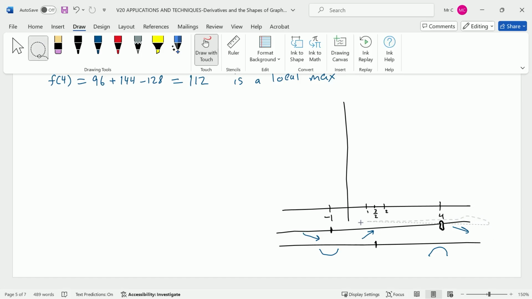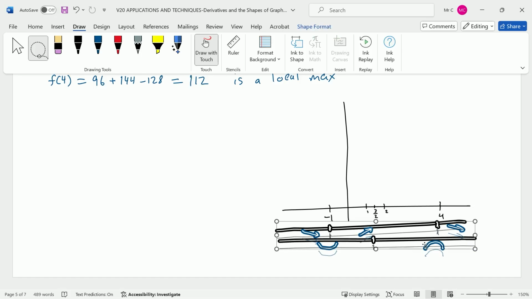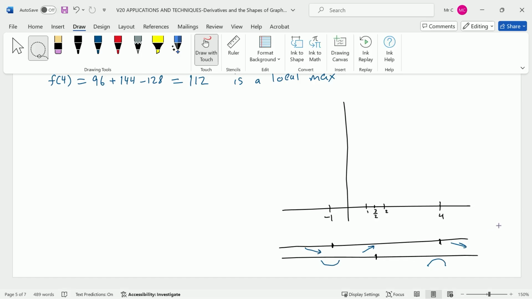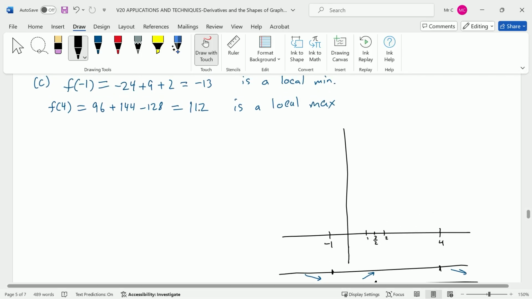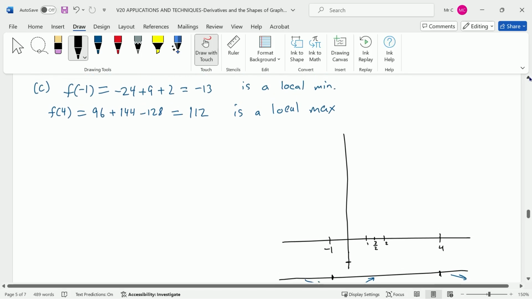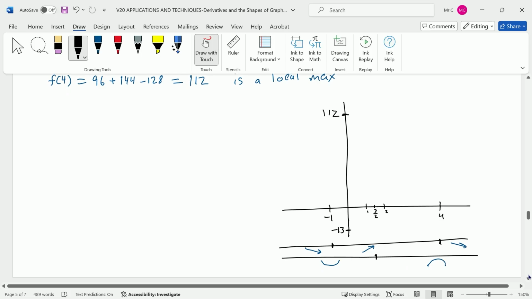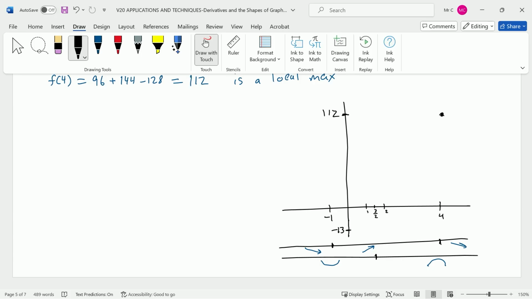Okay, so now we'll plot our 2 points. I probably should have given myself a little bit more room. Bear with me here for just a minute. So this is not going to exactly be to scale because obviously we're going up to 112 here. So we're just going to mark on the y-axis here. This will be our negative 13. And up here, this will be our 112. And f of 4 is 112, so we'll plot that point up there. And f of negative 1 is negative 13, so we'll plot that down here.